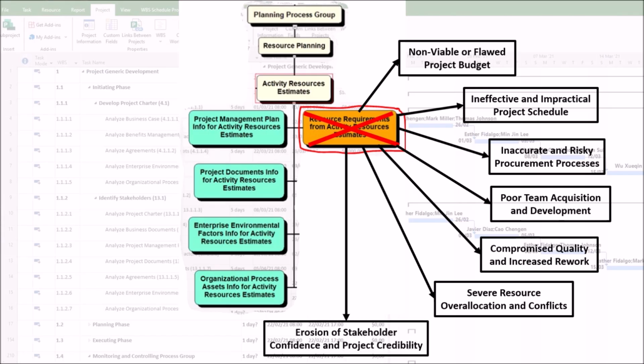7. Erosion of stakeholder confidence and project credibility. When the project immediately starts missing its budget and schedule targets due to poor resource planning, trust is quickly lost, as follows. First, you may experience sponsor distrust. The project sponsor will question the project manager's competence and the viability of the project. Second, you may experience team frustration. The team loses faith in the plan and leadership when they are consistently set up for failure with unrealistic expectations.